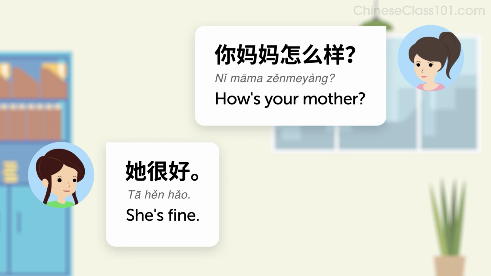First of all, you'll need to learn how to say, how's your mother? That's, 你妈妈怎么样？ Listen to it again. 你妈妈怎么样？ This Chinese sentence literally means, your mother how? But it translates as, how's your mother in English.